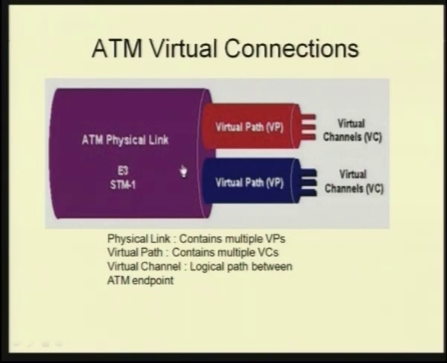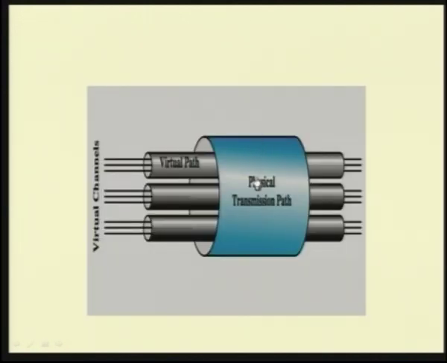So we have this hierarchy of virtual connections: something called a virtual path, and something called a virtual channel. This picture probably gives it to you a little more clearly. You have a physical transmission path, inside which you have virtual paths, and inside each of those virtual paths you have virtual channels. This is what we need to understand. What is the job of the virtual path and the virtual channel? Both are essentially virtual connections, but we have a two level virtual connection, the channel connection and the path connection.